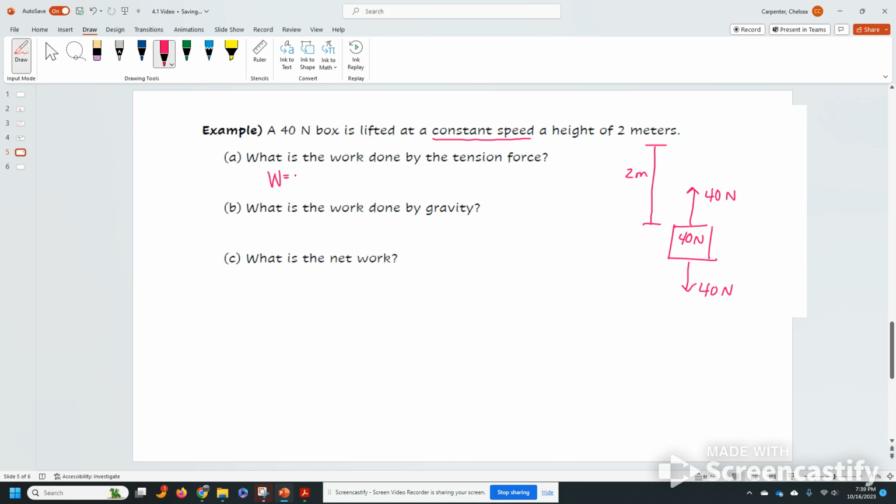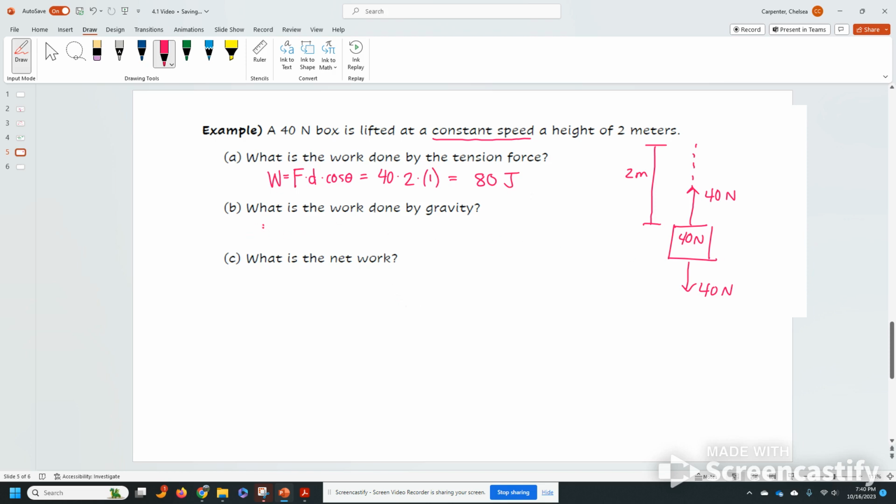So remember, work is going to be force times distance. For these, we're in the same direction as the motion, so we can include the cosine theta here, but I'll show you how it cancels out. So pulling upward, that tension force, 40 Newtons, traveling 2 meters. The angle between the path we're traveling and the force is 0, and the cosine of 0 is just 1. So we didn't really need to include that because we were already parallel. So that's a total of 80 joules.